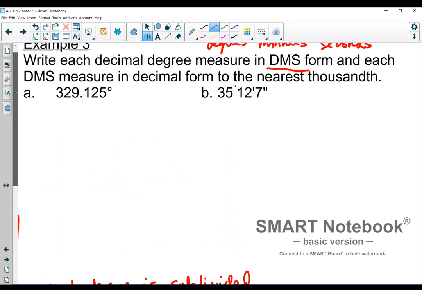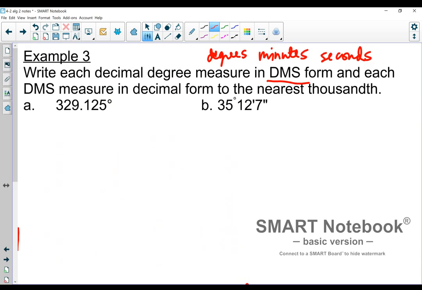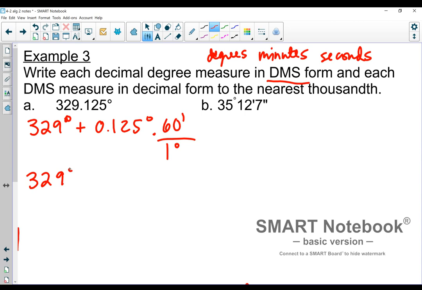So let's get a feel for how to do this. Again, this is not a super big thing for what we're doing this year. So this means I could write this as 329 degrees plus 0.125 degrees. And I know that in 1 degree, there's 60 minutes. So I'm going to multiply this by 60 minutes per 1 degree. That's going to be 329 degrees plus, when I have degrees on the top and bottom, they cancel. 0.125 times 60 is 7.5.